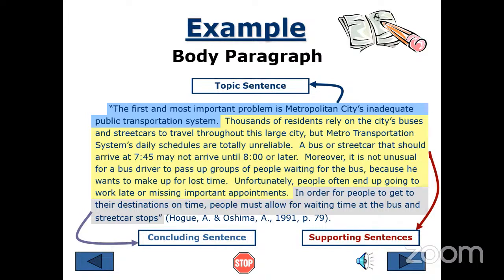Then we are going to find in this exercise, okay, we're going to, where is it? Okay, we have thousands of residents rely on the city's buses and streetcars to travel throughout this large city. Okay, so here I have a supporting idea. Oh, what is this? I'm going to choose this one. How can I do it? Okay.